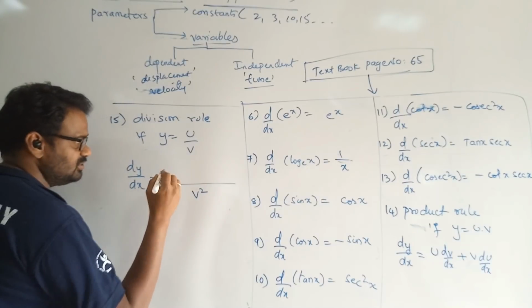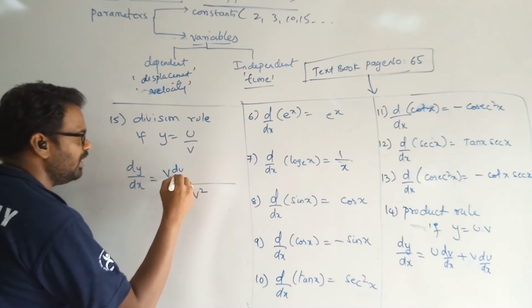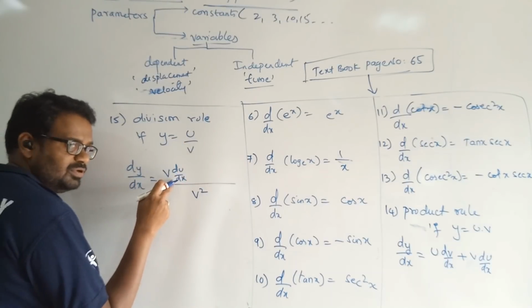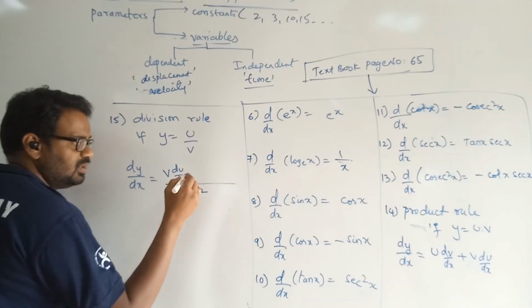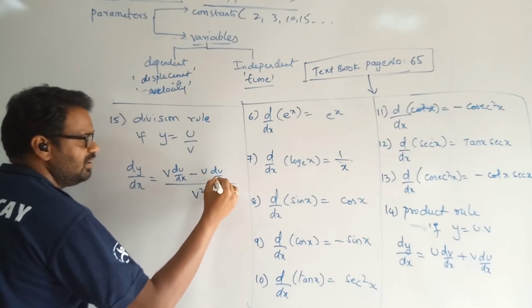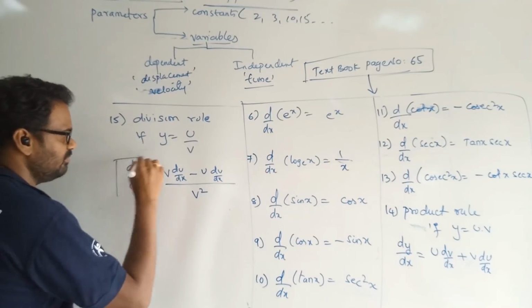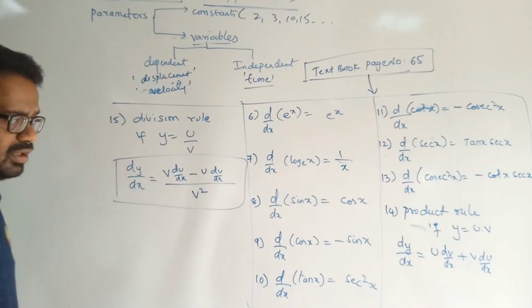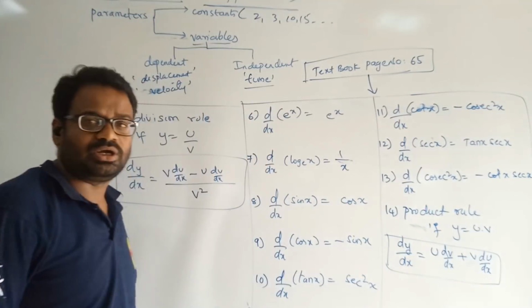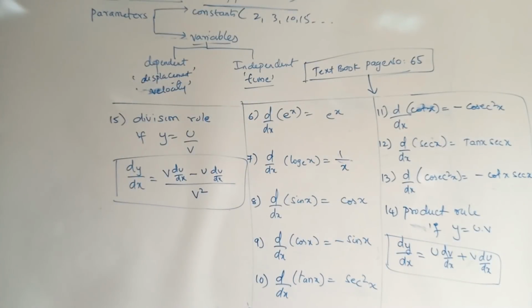Differentiation of the top means du by dx. Keep the top's differentiation first, multiplied with v, minus the remaining part: keep u as it is, dv by dx. This is the formula for differentiation of the division rule, and the earlier one is the formula for the product rule. You should remember these formulas. These are taken from page number 65.